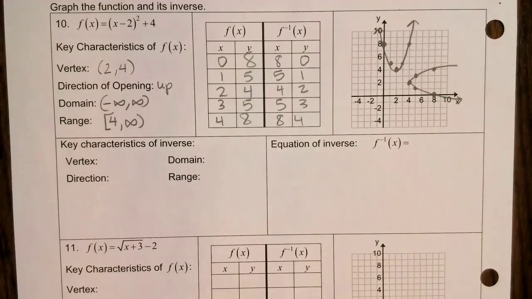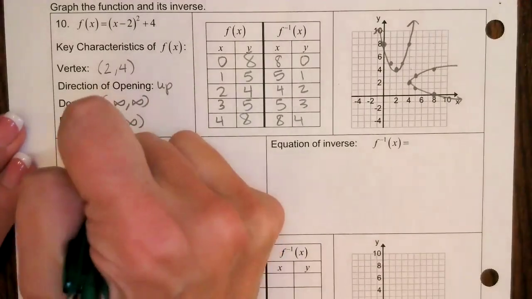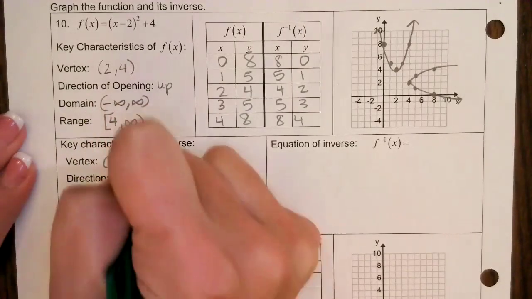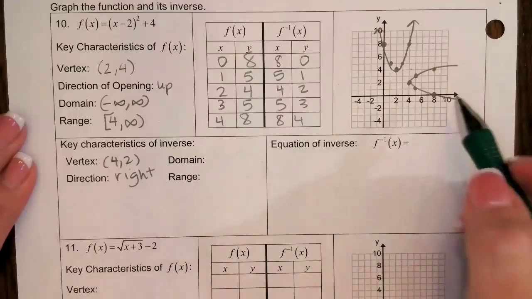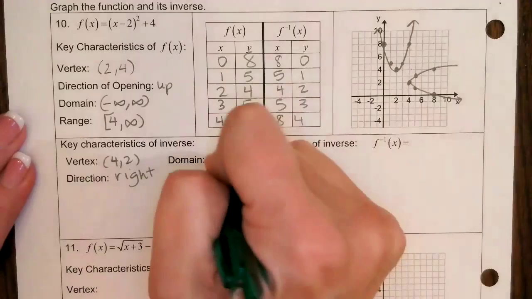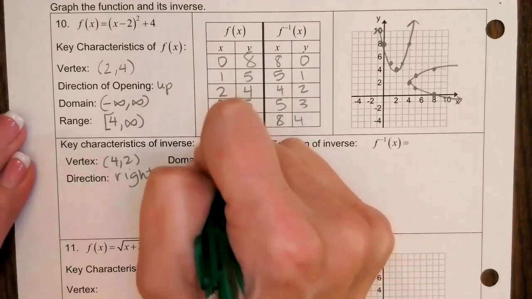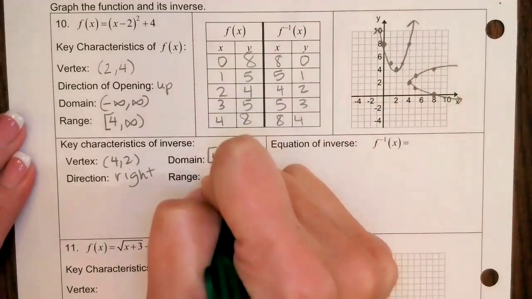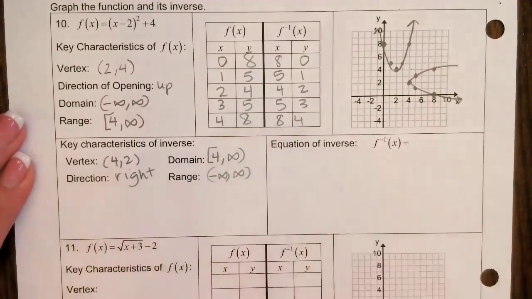You can clearly see it's a reflection across that y equals x line. You can also see that the points have switched from the input to output. And so our new one, the vertex is at 4, 2. It is opening to the right. And our domain and range has switched. My domain, it starts right here at 4 and goes to infinity. And for our range, this goes all the way down and this goes all the way up. So we're talking about negative infinity to infinity.